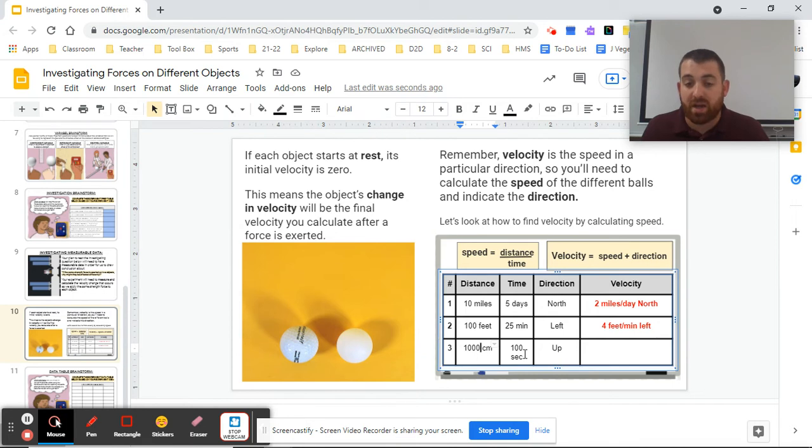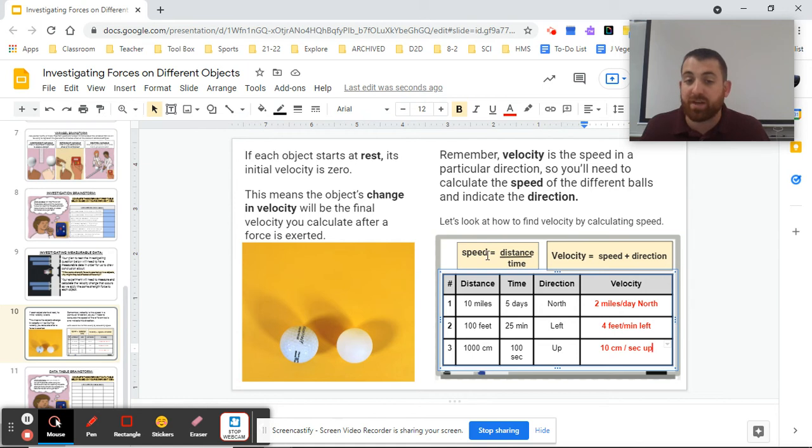Last one, 1,000 centimeters. An object's traveling this distance in 100 seconds, and it's moving up. So we would do 1,000 centimeters divided by 100, which would give us 10. We know it's moving centimeters per second, and it's moving up. So this could be maybe a small toy rocket moving 10 centimeters per second up.